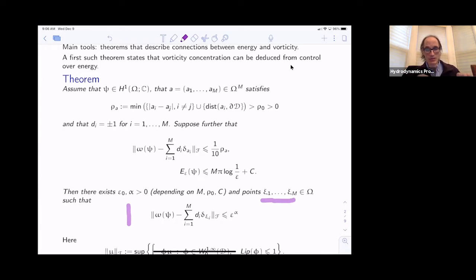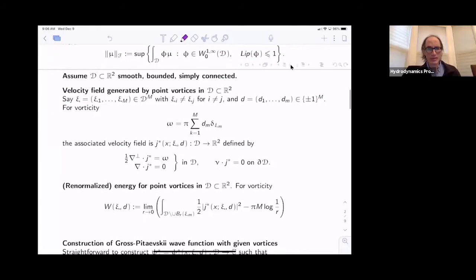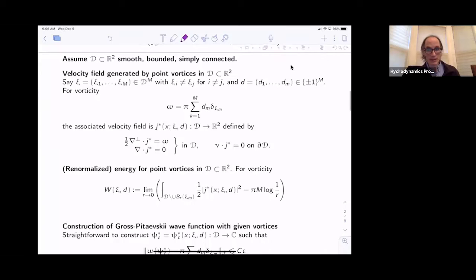And then the degree, the winding number around each of those balls, is d sub i, and the centers are c sub i. In preparation for the next term, we stated the situation we'll study in Gross-Pitaevskii: we'll look at vorticities of this form. The ideal vorticity corresponding to point vortices would be a sum of delta functions with multiplicity pi times d sub n, where d sub n is plus or minus 1.